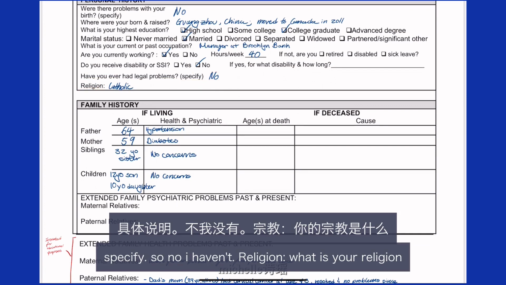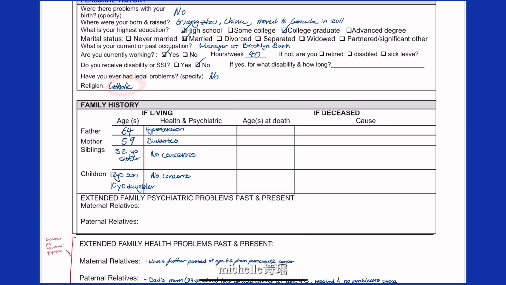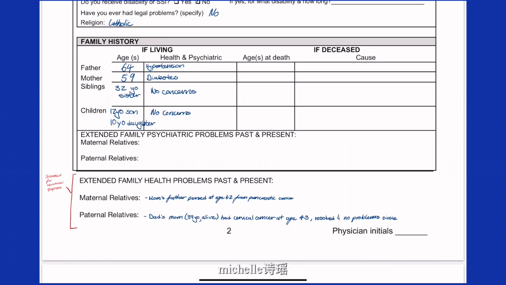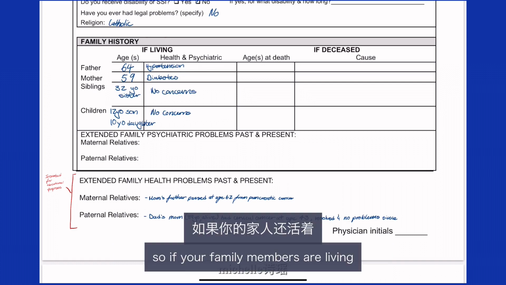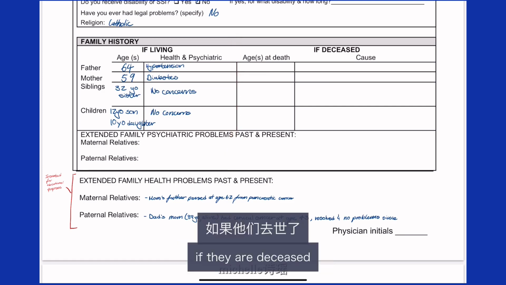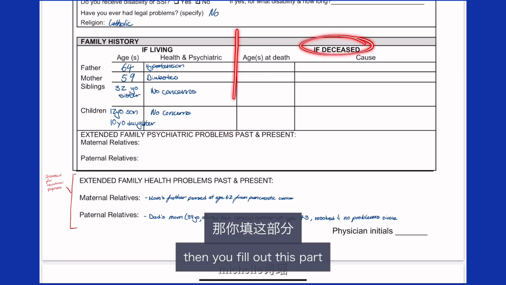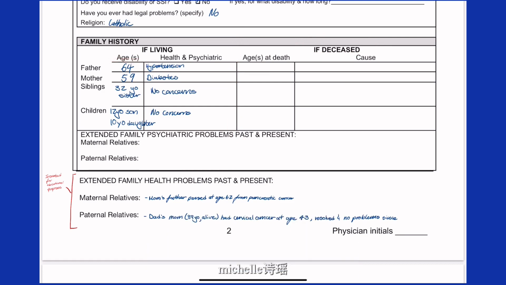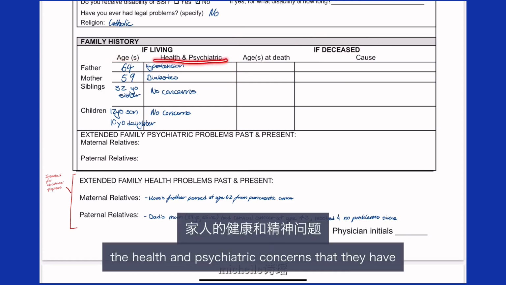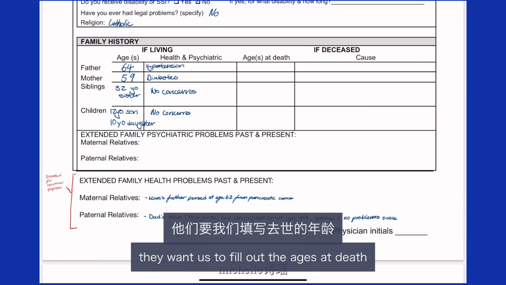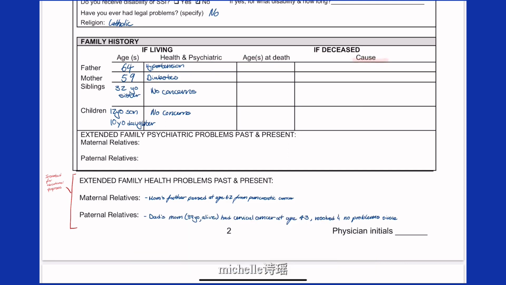Religion. What is your religion? I'm Catholic. So now they want to know about family history. If your family members are living, then you fill out this part. If they are deceased, then you fill out this part. So they want us to fill out the ages, the health and psychiatric concerns that they have, and if they're deceased, they want us to fill out the ages at death and also the cause of that.